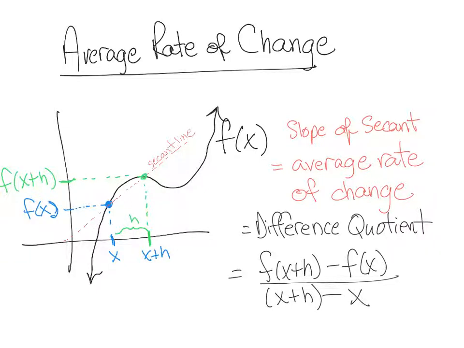But look at the bottom. I have x minus x. Those guys are going to cancel out, and I'm going to be left with just h. So I'm going to just erase the x's because they subtracted. And you see that my denominator is the distance between the two x values. This is my run, where this is my rise. So the difference quotient is just rise over run.